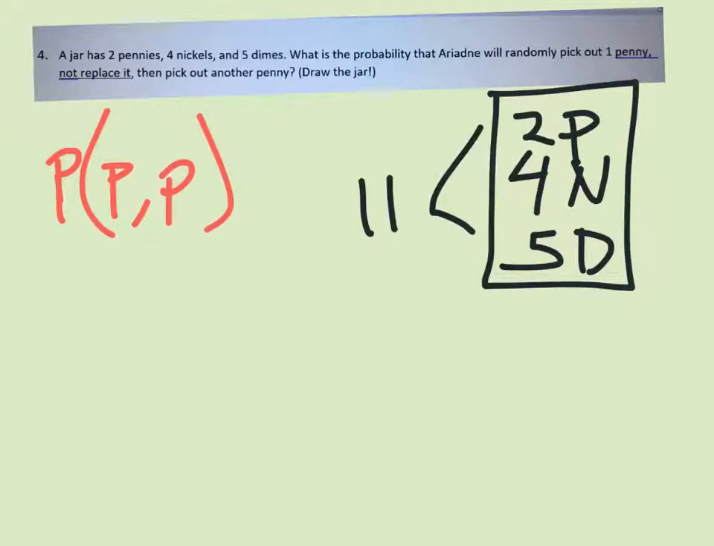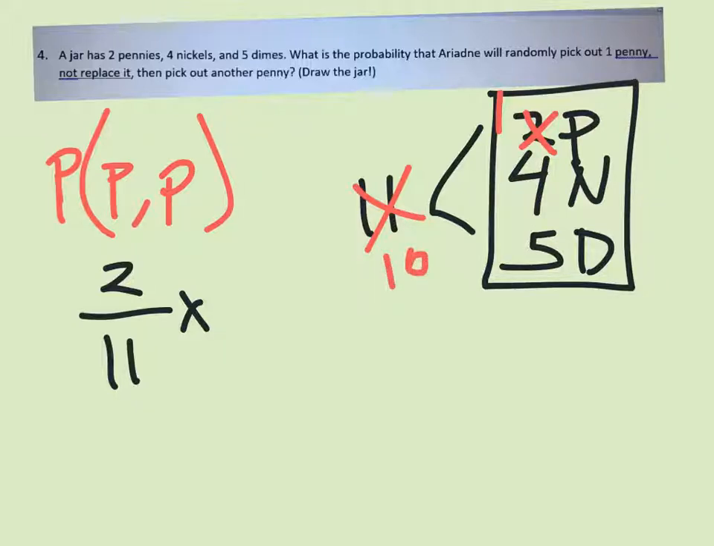All right, so we are going to try to find out the probability of picking a penny, not putting it back, then picking out another penny. All right, probability of the first one is 2 pennies, 2 chances out of 11 total of drawing the first penny. Then we are not going to put it back, so we have to adjust our jar. So now we only have 1 penny and 10 total coins in the jar.